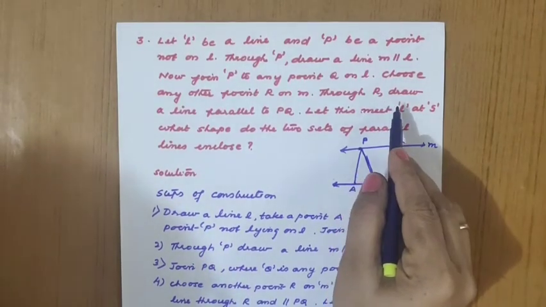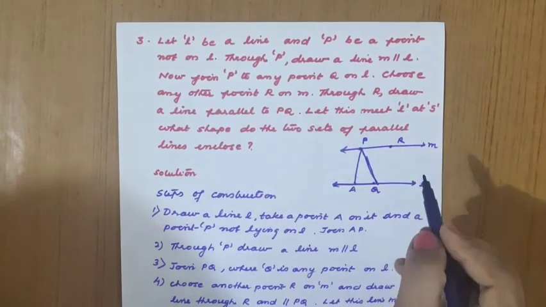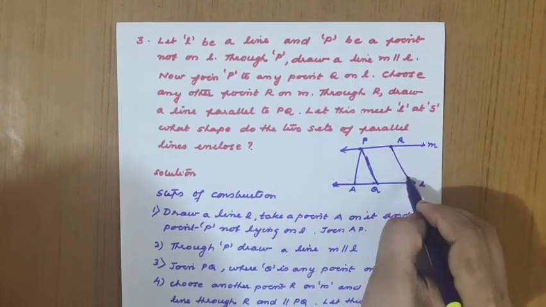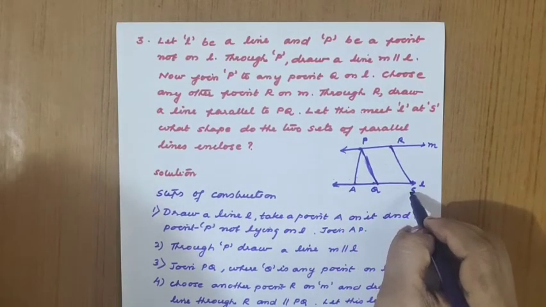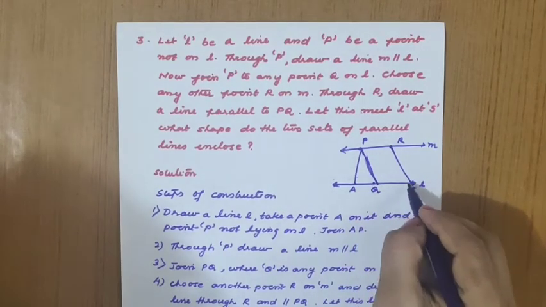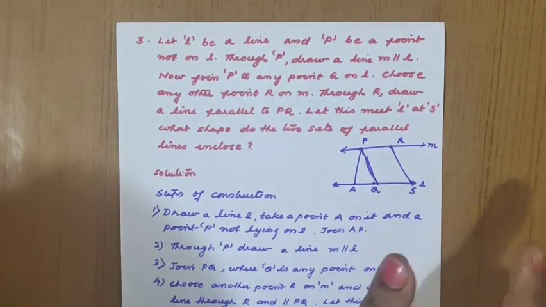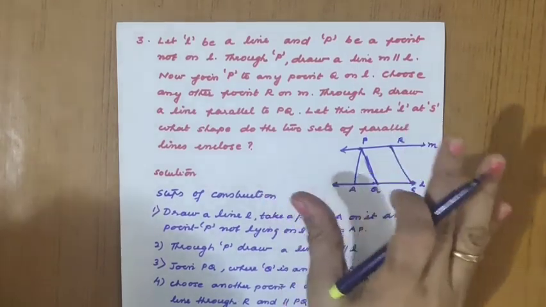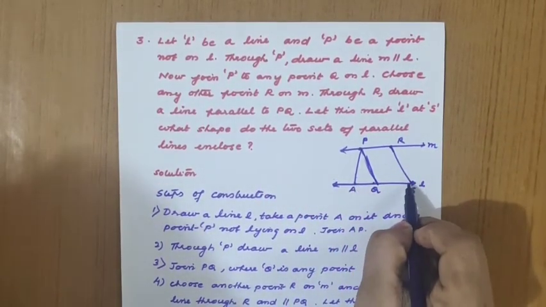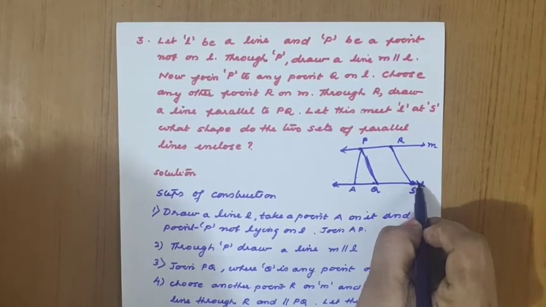Through R, draw a line parallel to PQ. Now we have to draw a line parallel to PQ. PQ direction is like this. So we will get a line like this and it meets L at S. So what is the shape of PQSR is the question. So I think you understood now. I have not drawn the angles and all, you will get confused. You should realize what the question actually is.